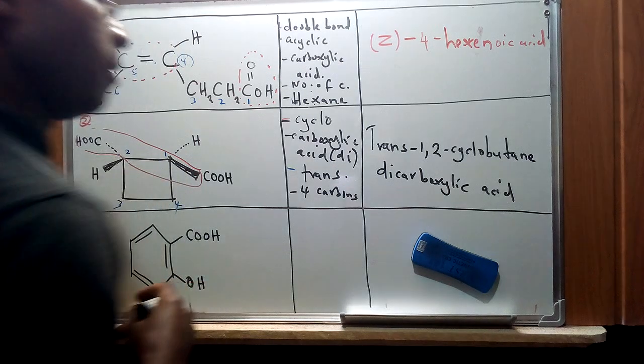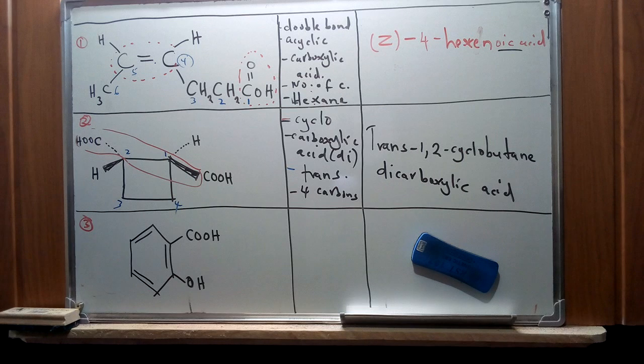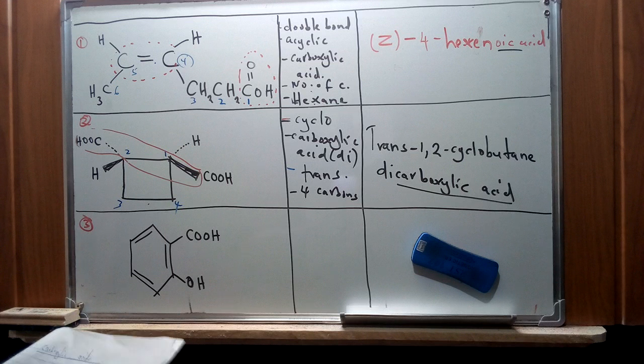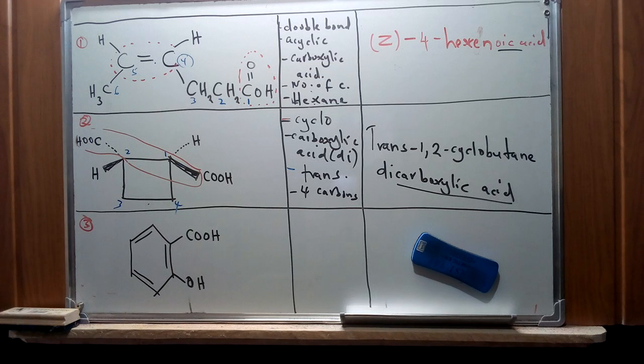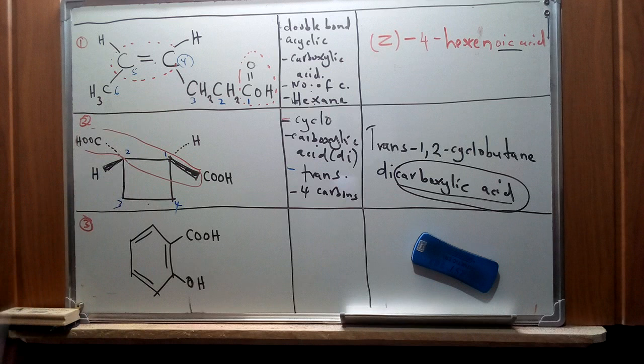So apart from this particular condition that we have given for the first one, which is for aliphatic carboxylic acids, there are other ways in which we denote a carboxylic acid. When it's a cyclo, unless it has specific names like benzene, we use a suffix ending with carboxylic acid. So compounds that have a carboxylic acid bonded to a ring, we name them using the suffix carboxylic acid. I've just used the term di because there are 2 of them. So the name for this compound will be trans-1,2-cyclobutane dicarboxylic acid.